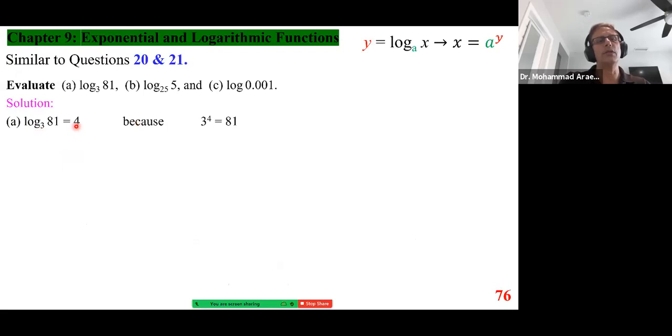Log 81 base 3 equals 4 because 3 to the power of 4 is 81. This is one way to look at it. Or a different methodology. I'll go over that in a moment.